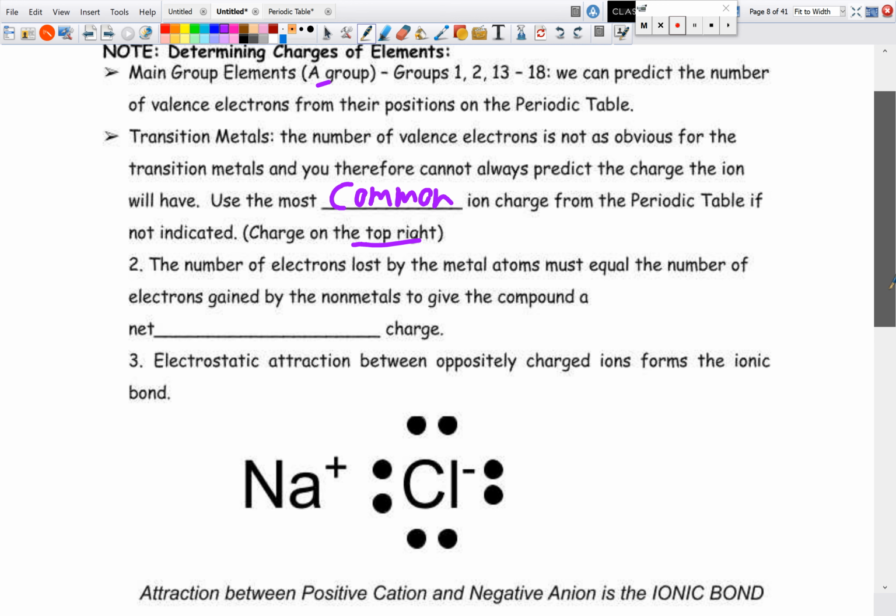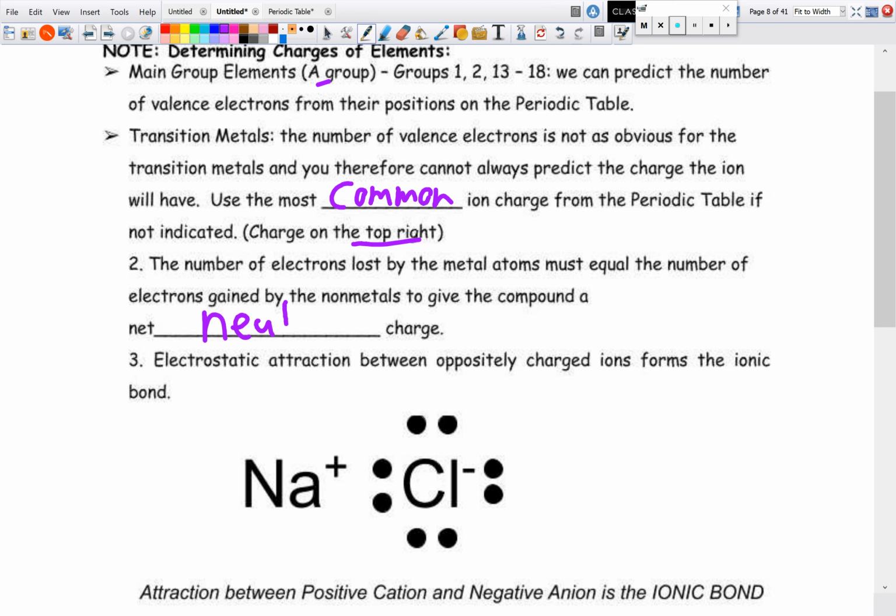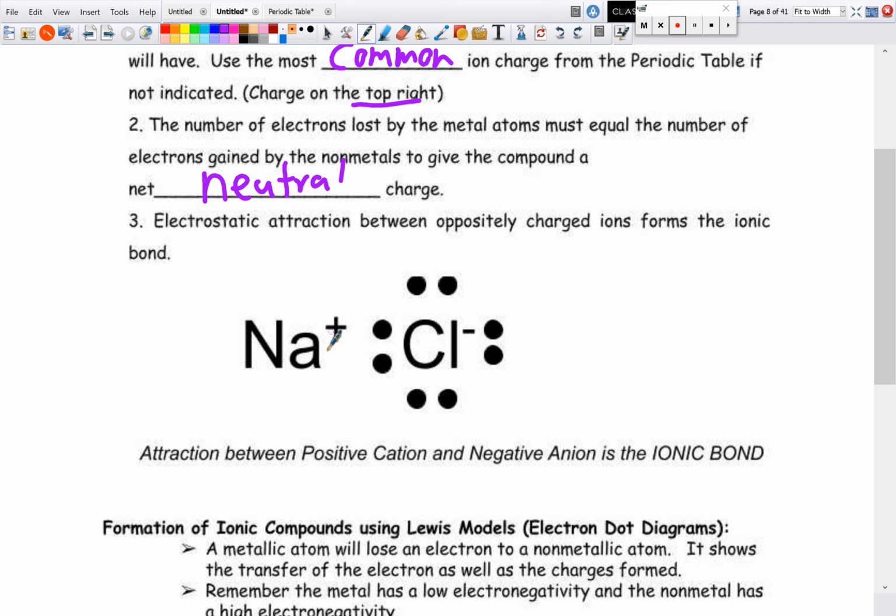Now, one of the rules that we are going to have is that the total number of electrons lost by the metal must equal the total number of electrons gained by the nonmetal until we have a net neutral charge. And that is because no compound out there is going to be charged. If it's charged, it is an ion. If it's an atom or a compound, it is neutrally charged. So that means the total positive charge must equal the total negative charge. For example, sodium chloride: we see sodium +1, chlorine 1 minus. If we add a +1 and a 1 minus together, we get a 0 charge.